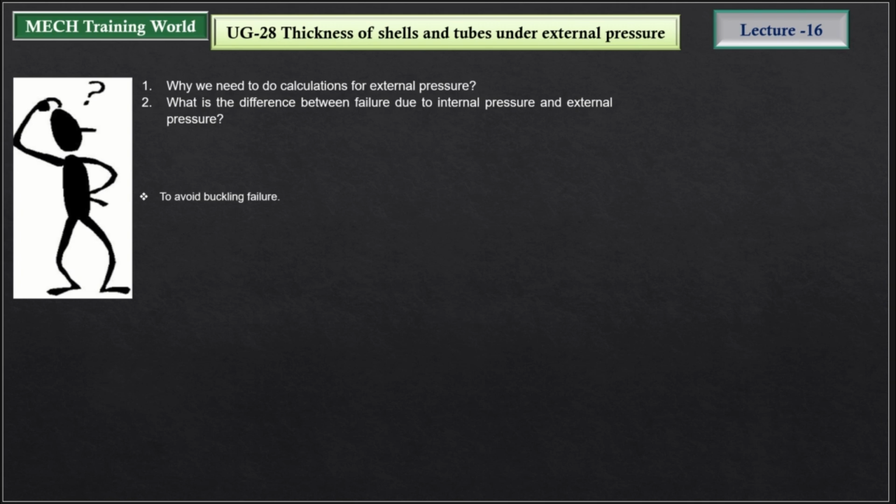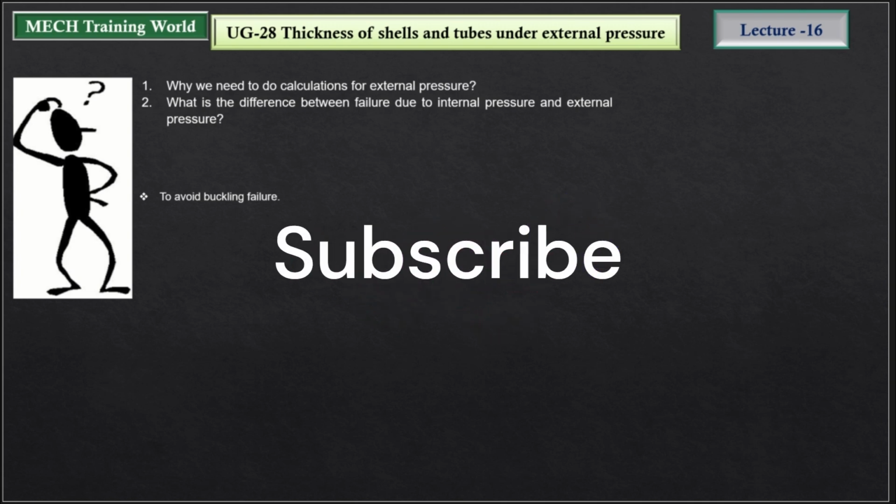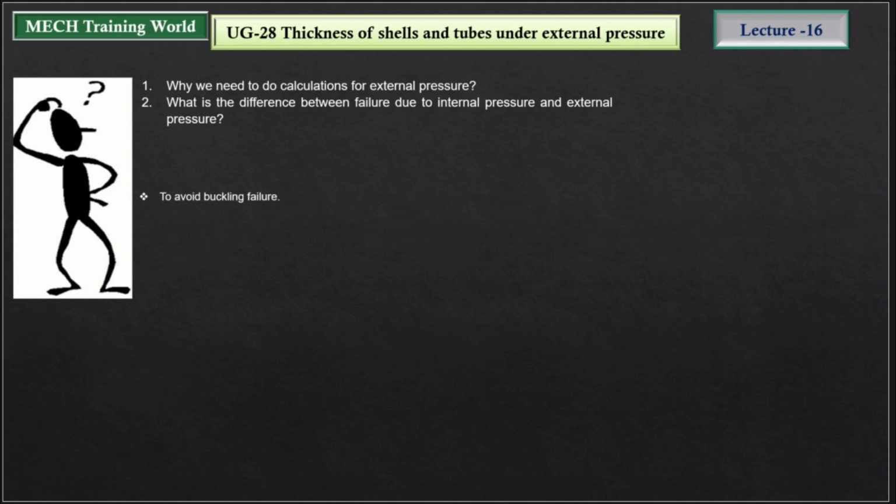But in external pressure, there is no yielding, guys. It will suddenly buckle. Without giving any prior intimation, within seconds buckling will happen. Due to that, most of the engineers working in the manufacturing unit suffer due to this buckling. So we need to avoid this buckling failure. That's why we are mainly calculating this thickness formula.